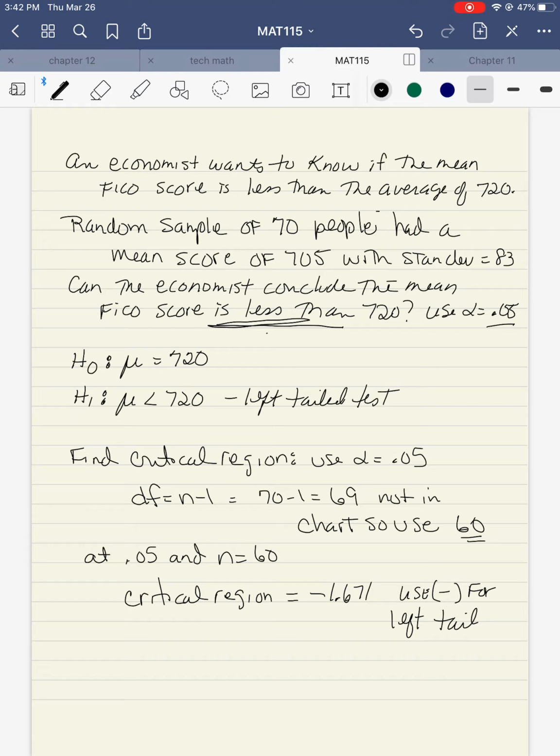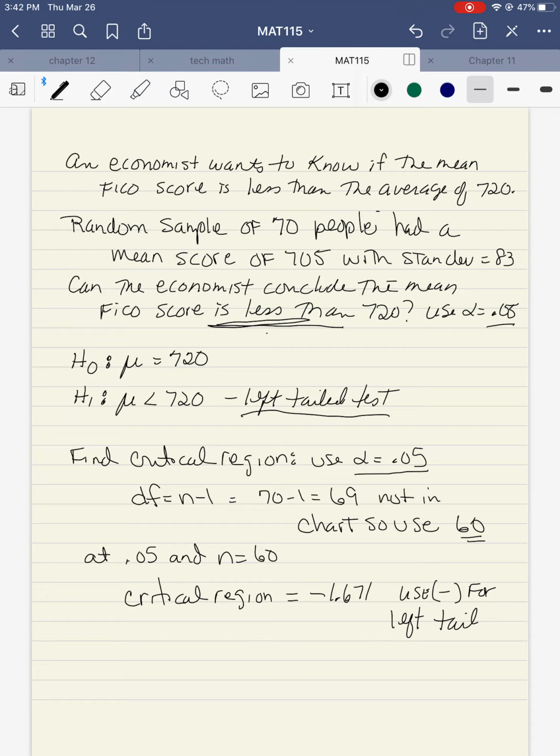So first I set up the null hypothesis and alternative. The null hypothesis states that the mean is 720, and the alternative wants to know if it's less than 720. So because it's less than, it's a left-tailed test. First thing I do is find the critical region. I use alpha of 0.05.